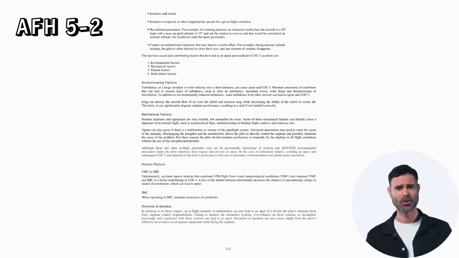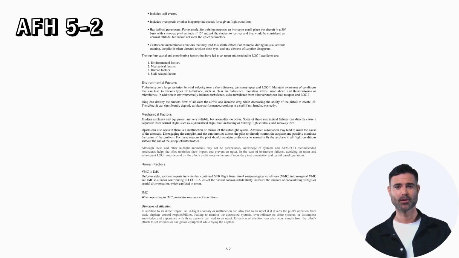Upsets can also occur if there is a malfunction or misuse of the auto-flight system. Advanced automation may tend to mask the cause of the anomaly. Disengaging the autopilot and the auto throttles allows the pilot to directly control the airplane and possibly eliminate the cause of the problem. For these reasons, the pilot should maintain proficiency to manually fly the airplane in all flight conditions without the use of the autopilot and auto throttles.